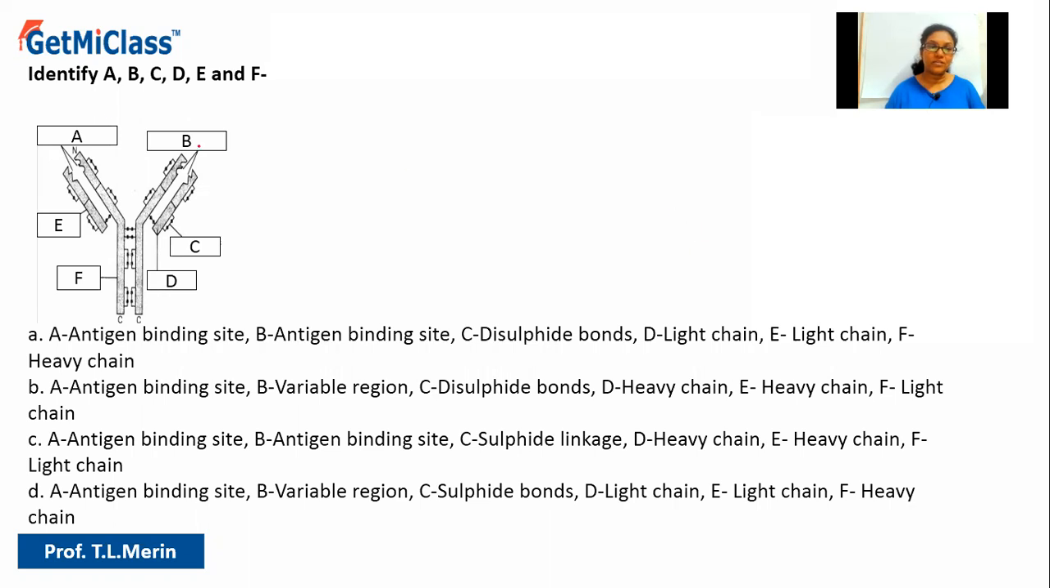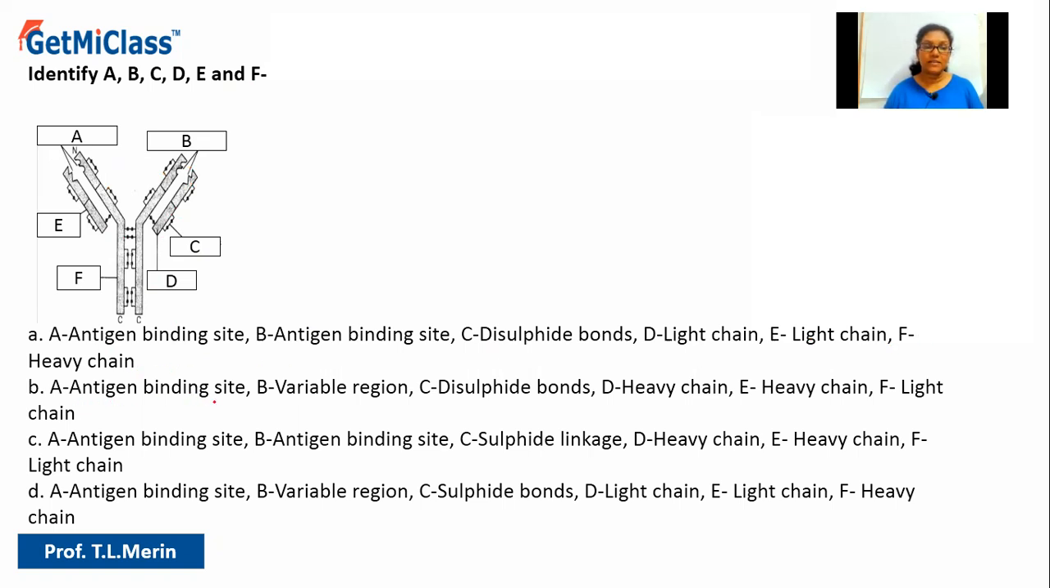So let's solve this question here. It says identify A, B, C, D, E and F. They have given the structure here and they have given A, B, C, D, E, F. The options they have mentioned: Option A: A as antigen binding site, B as antigen binding site, C as disulphide bond, D as light chain, E as light chain and F as heavy chain.